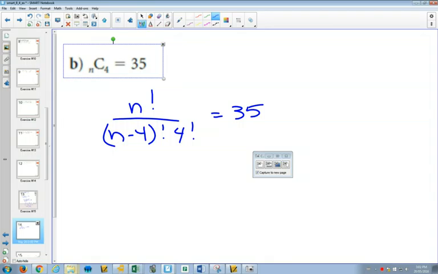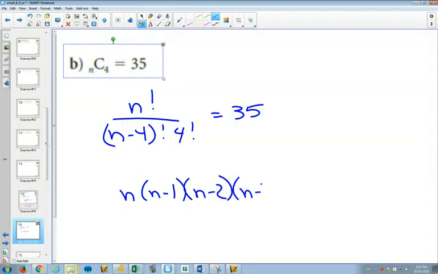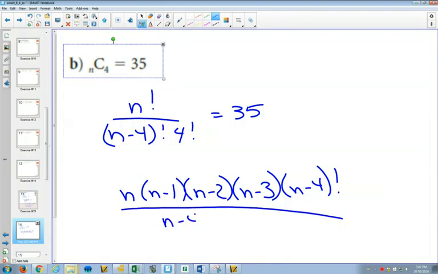Okay. Hopefully, all right. So, when we expand this, the n factorial is the biggest, and you'll get n times n minus 1 times n minus 2 times n minus 3 times n minus 4, and there you would stop, because that will cancel out with what is on the bottom. And if I multiply the other side by 4 factorial, this is what I would get. So now my n minus 4s will cancel out.